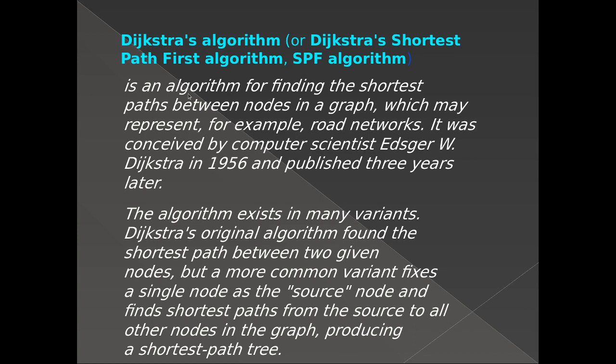For example, if the nodes of the graph represent cities and edge path lengths represent driving distance between pairs of cities connected by a direct route, Dijkstra's algorithm can be used to find the shortest route between one city and all other cities. A widely used application of shortest path algorithms is network routing protocols, most notably intermediate system to intermediate system and open shortest path first. It is also employed as a subroutine in other algorithms such as Johnson's.